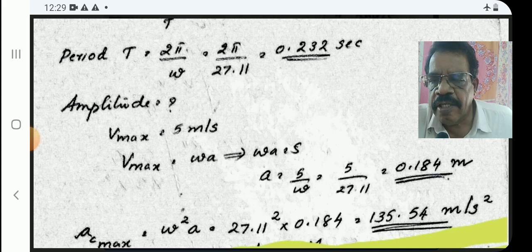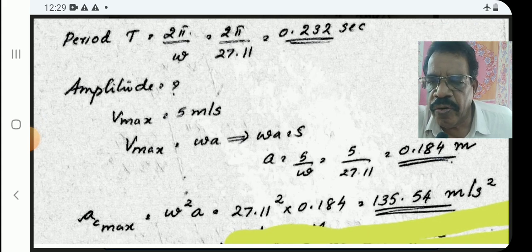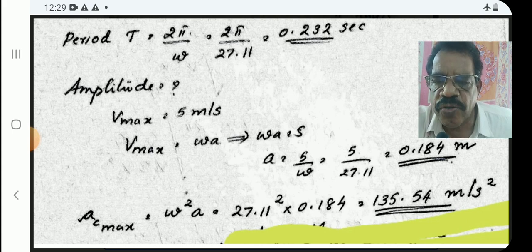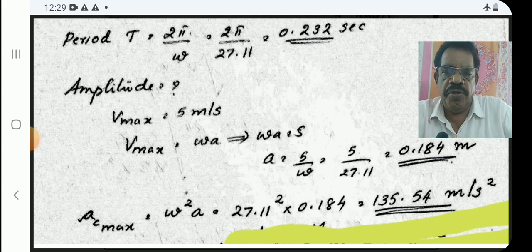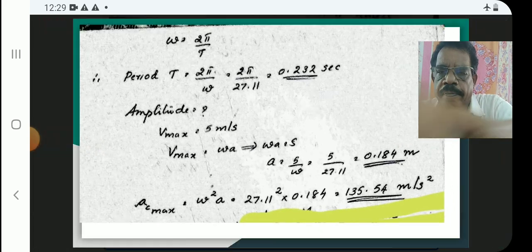Acceleration maximum is minus omega square A, or numerically we can write omega square A: 27.11 square into 0.184 is 135.54 meter per second square.